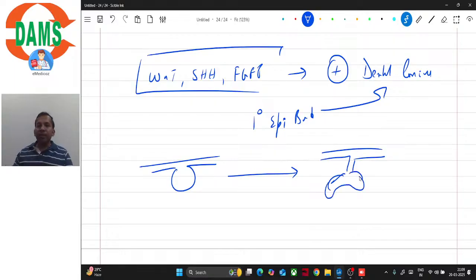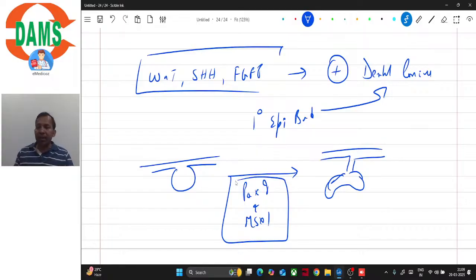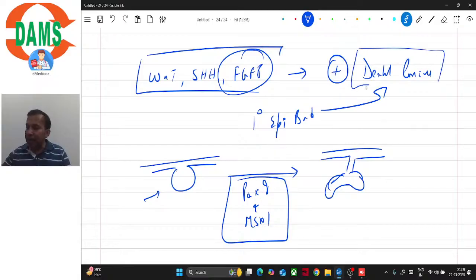Cap stage, right? This transition from bud to cap also involves the participation of PAX9 and MSX1 gene. So in the absence of either of these genes, tooth formation would be suspended at bud stage. In the absence of FGF8, tooth formation would be suspended at dental lamina stage. Is it clear?